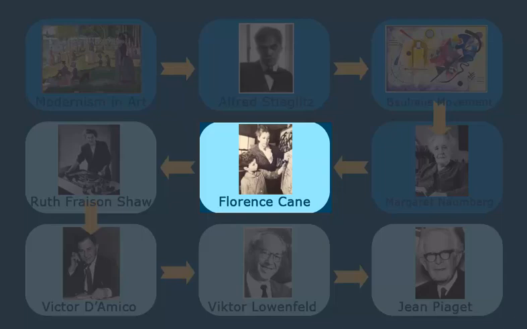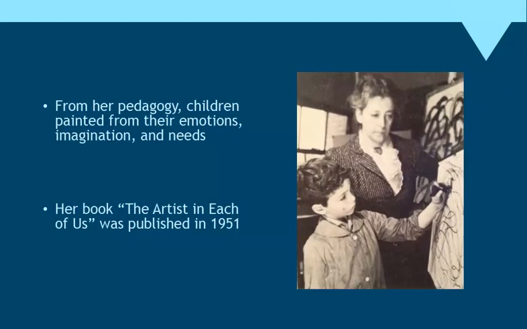Florence Kane. Florence Kane was the sister of Margaret Naumburg. As an artist and educator, she believed that every child has the power to create, and that the school environment should draw out this power. In her pedagogy, children painted from their emotions, imagination, and needs. She was influenced by psychoanalysis and the Jungian approach.